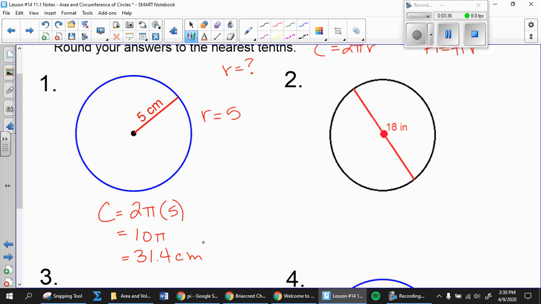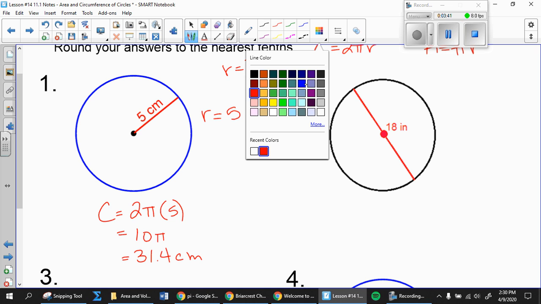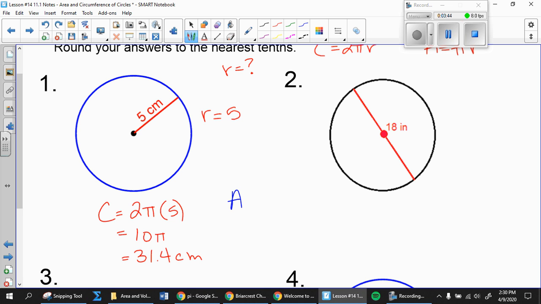Circumference is just a unit, so it's centimeters. Area, same thing, the only thing we need is the radius. So we take pi times radius squared. Again, order of operations tells me to take 5 times 5 first. I get 25 pi. So area here is going to be 25 pi in my calculator, which is going to give us 78.5 centimeters squared because it's area.